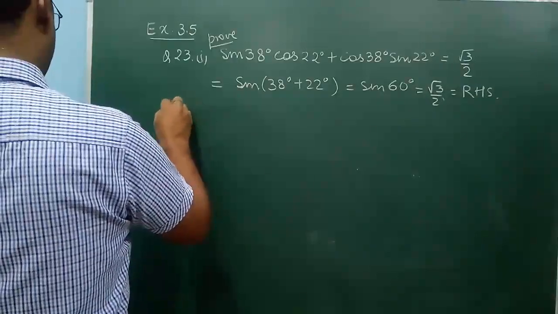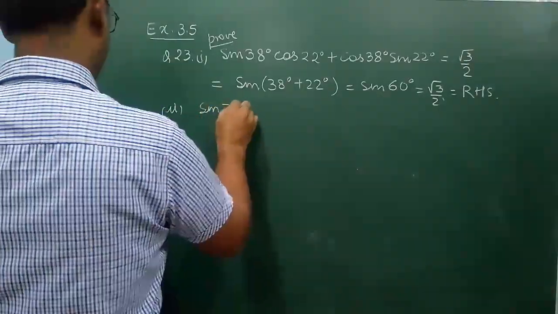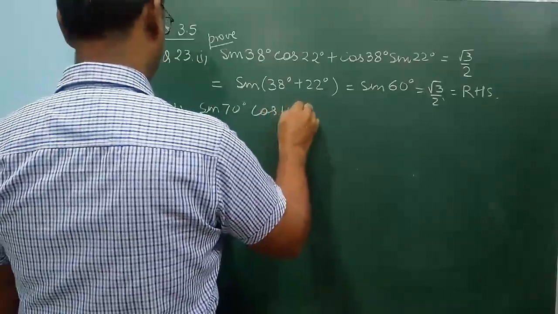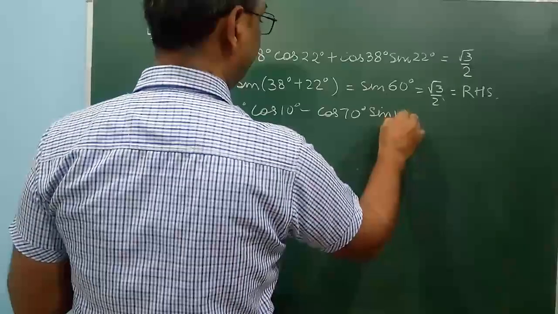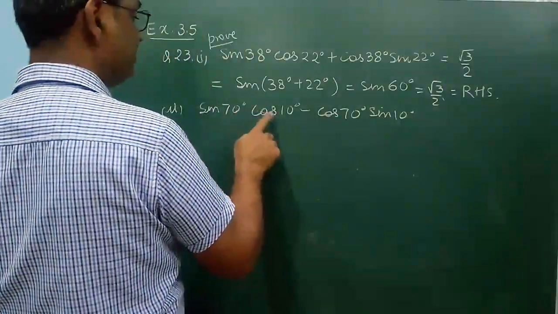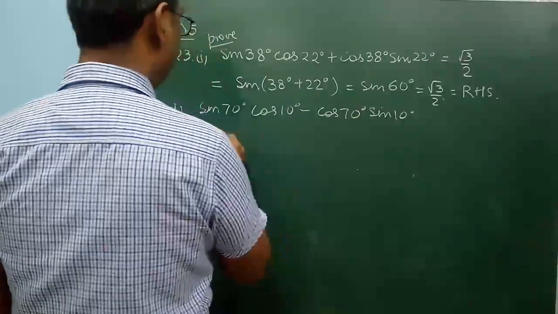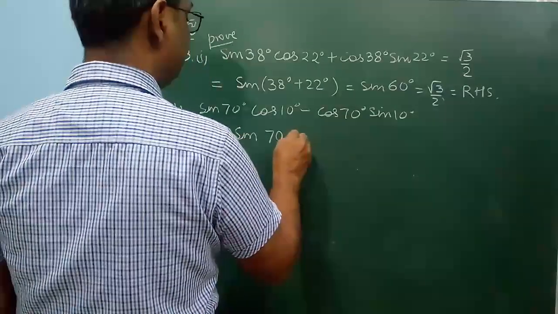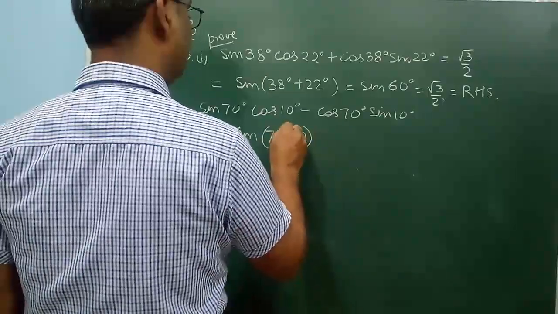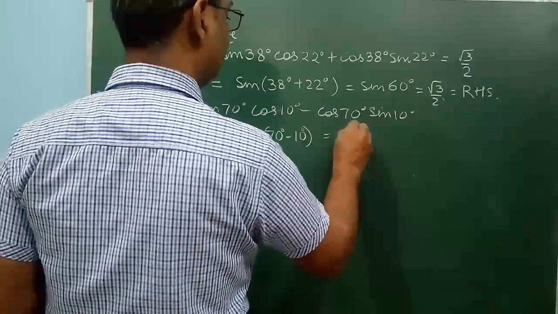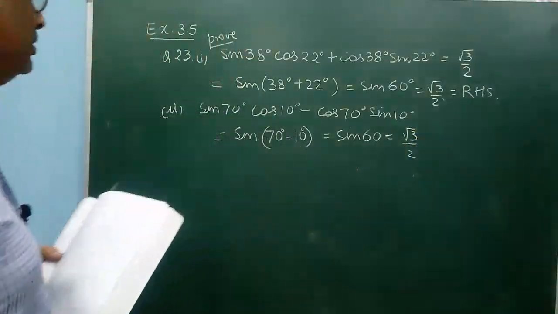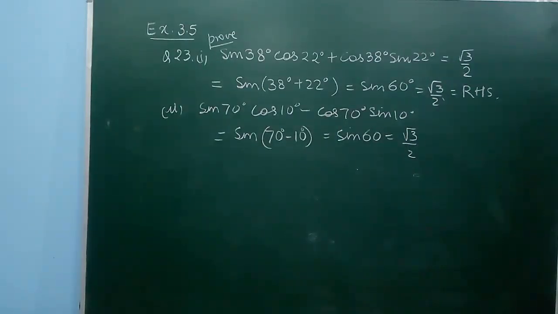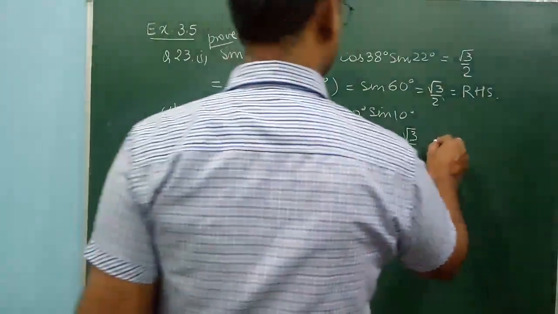In the second part they have given sin 70 cos 10 minus cos 70 sin 10. Here which formula will we use? Sin c cos d minus cos c sin d equals sin(c minus d). So again we have got root 3 by 2, equal to RHS.